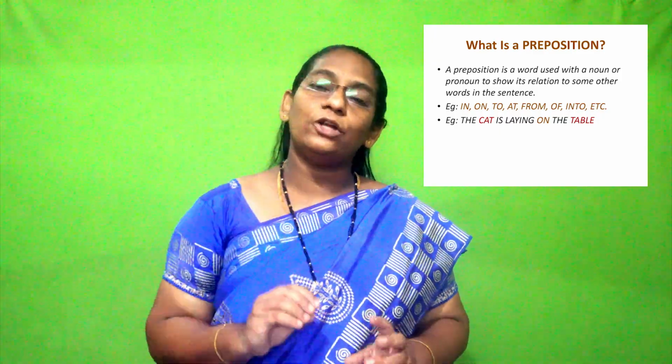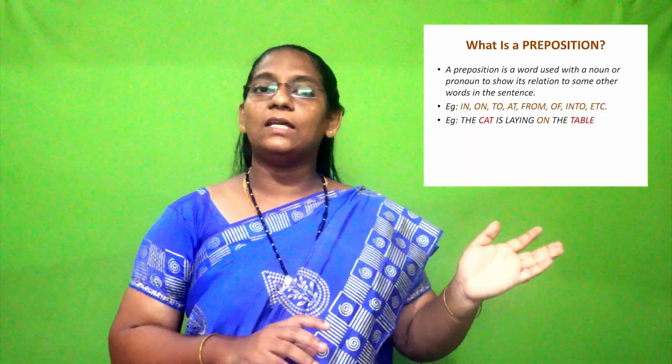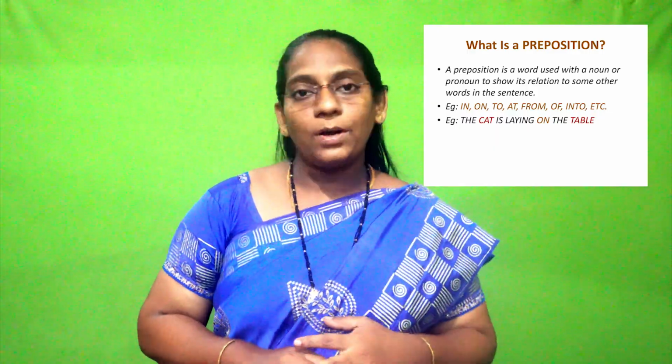So for that scenario, what did I use? Prepositions were used. We have seen an example: the cat is lying on the table. Here, on is the preposition. So now we have completed six parts of speech. What are they? Noun, pronoun, verb, adjective, adverb, and we have seen preposition.